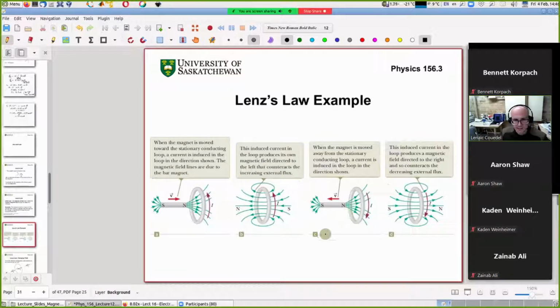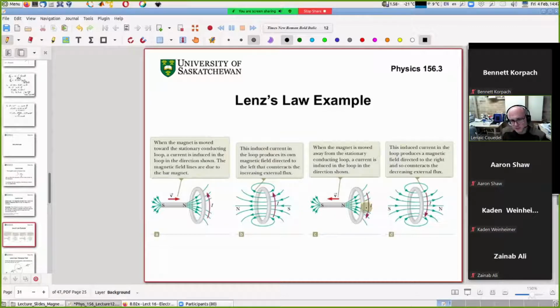Case C, okay, so now the magnet is going away from the loop. So the magnetic field strength at the level of the loop is getting weaker and weaker. That means the flux through the loop is getting weaker. So if the flux is decreasing, the current induced in the loop will try to fight this change. So the current has to create a magnetic field in the same direction as the applied magnetic field.